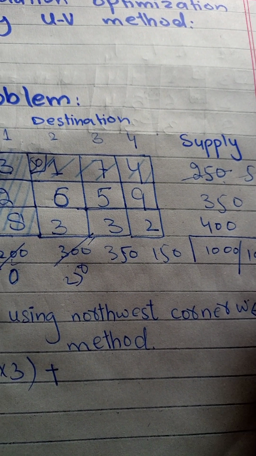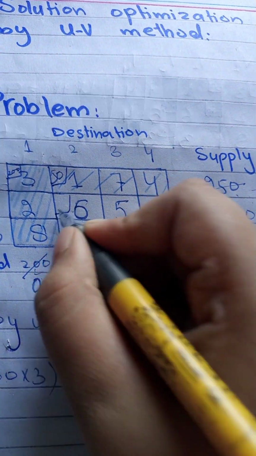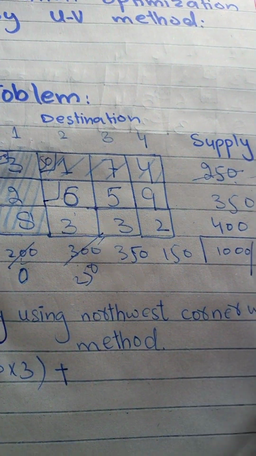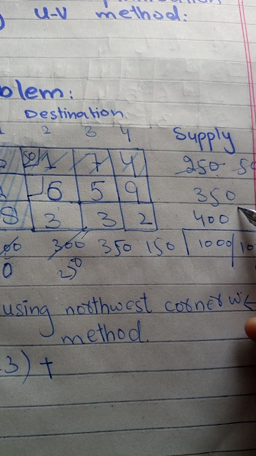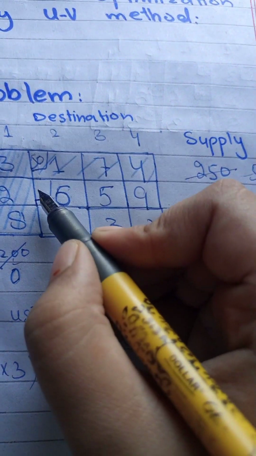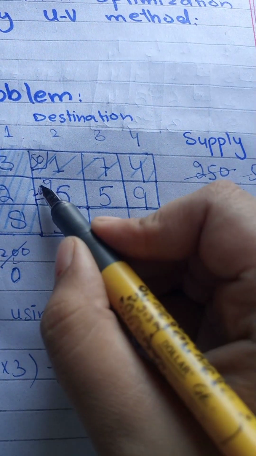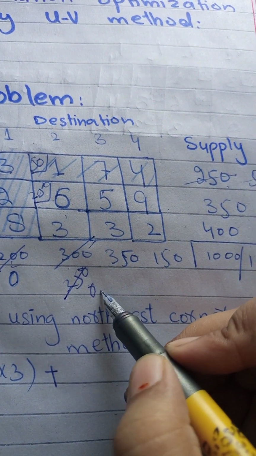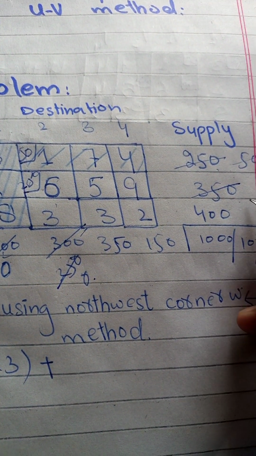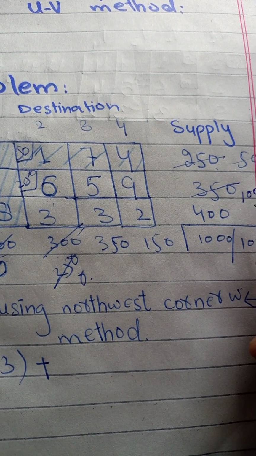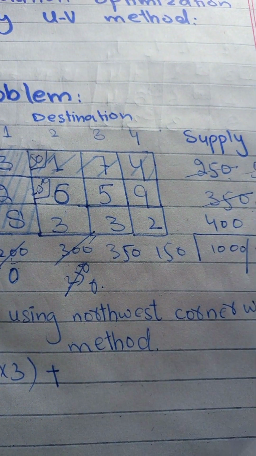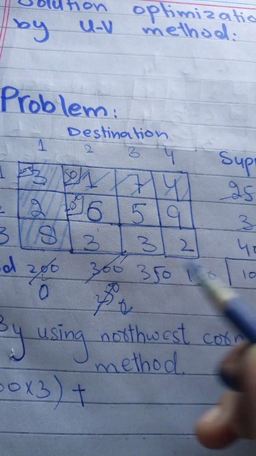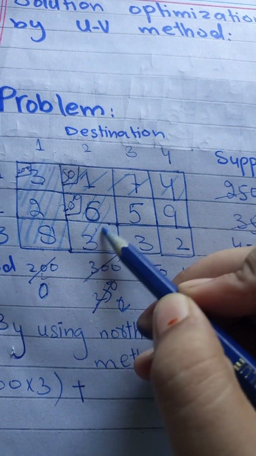Now we will move to the next number. 6 is the respective one because 6 is more on the west side and more on the north side. With respect to 6, supply is 350 and demand is 250. We will write 250 here because 250 is less and 350 is more. 250 will become 0 and 350 will become 100. Here we get 0, so this column will be cancelled out.